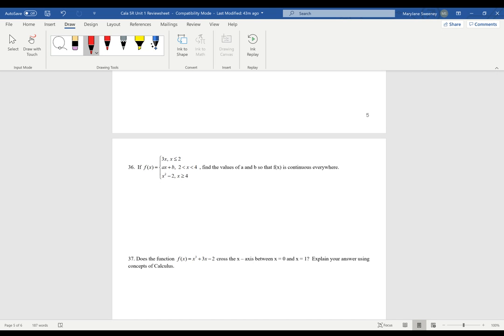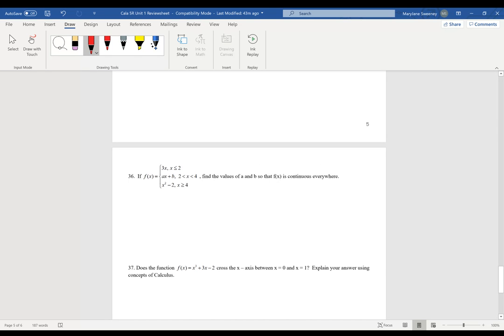36, find a and b values so that f of x is continuous everywhere. Okay, so then we know the limit of f of x as x approaches 2 from the left has to equal the limit of f of x as x approaches 2 from the right. So 2 from the left here, 2 from the right is this one. So it'd be a times 2 plus b. You'd be plugging in 2 for x.